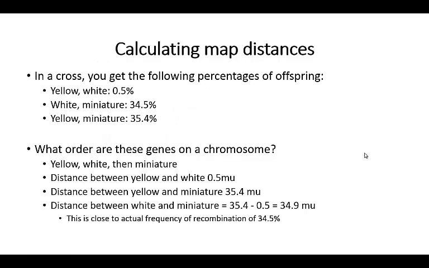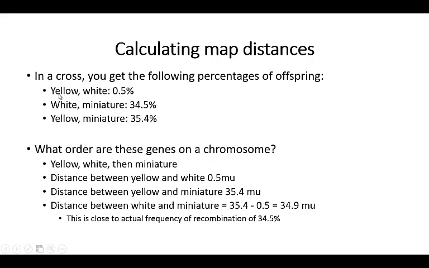Okay, so if you were calculating distances, just to give you an example, say in a cross, you get the following percentages of offspring. Okay? Yellow-white at 0.5%, white-miniature at 34.5%, and yellow-miniature at 35.4%. What order would these genes be on a chromosome? Okay, the answer is that it would go yellow, then white, then miniature.